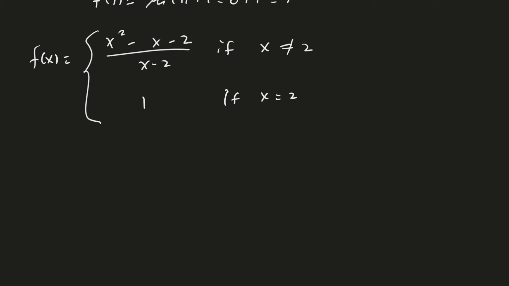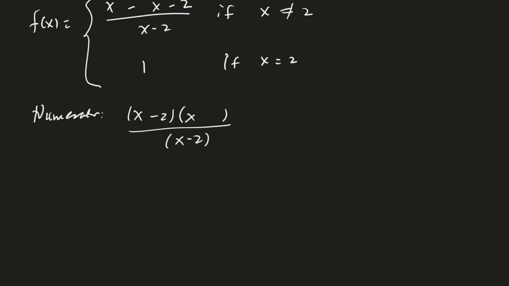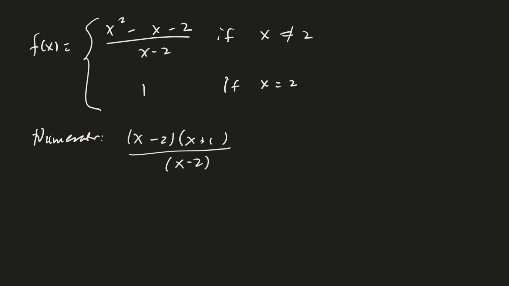You see that really the only problem spot is going to be at x equals 2, because if you look at the numerator, it is x minus 2 times something. What's that going to be? Looks like x plus 1. Is that right? Double check that. I think that's true. And so therefore the x minus 2's cancel, and so what you're really looking at is x plus 1 if x is not equal to 2, and 1 if x equals 2.